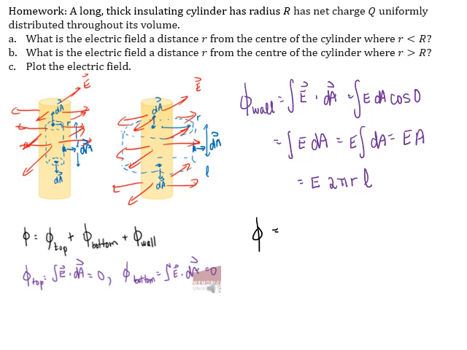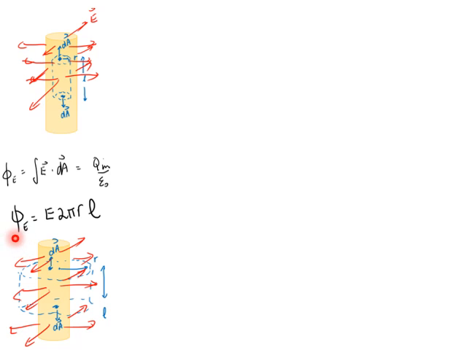The net electric flux is the flux through the top plus the flux through the bottom plus the flux through the wall. So our net electric flux is equal to E times 2 pi r times L. We're going to put this together with the rest of Gauss's law to find an expression for the electric field. So we've got half of our Gauss's law done. We know the net electric flux is E times 2 pi r times L, where L is the length of our Gaussian surface.